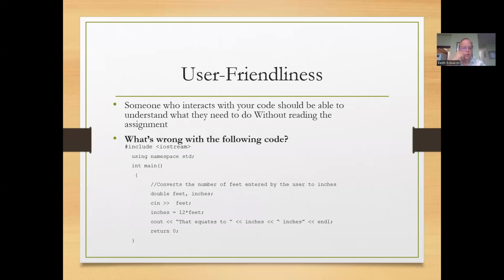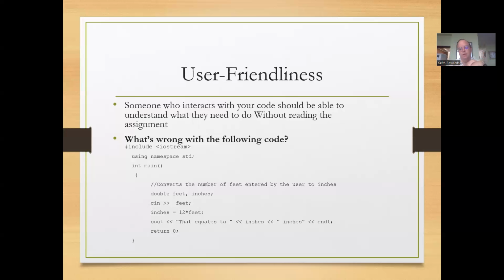So, again, here's some code. This will compile and run, and this converts the number of feet entered by the user to inches. So we have feet and inches. Input feet, inches is 12 times feet, and it will say that equates to so many inches. The problem is that we're not telling the user what information they're entering. So this will compile and run and it'll just bring up a blank prompt. And as the user, I say, well, what am I attempting to do here? What information am I giving you?